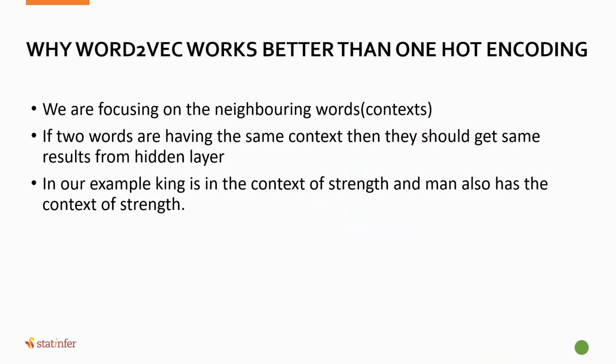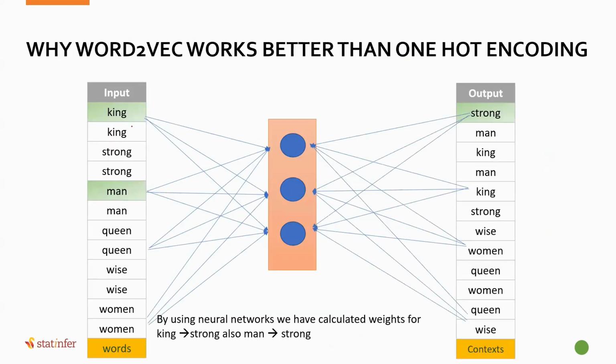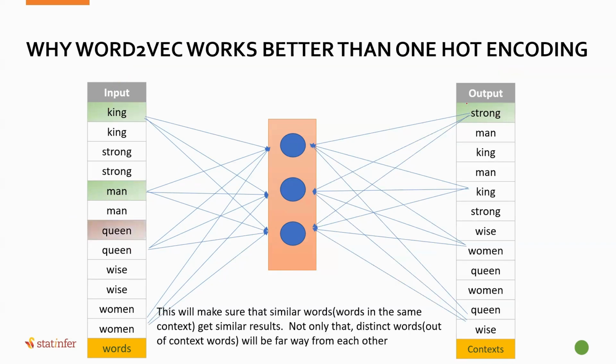That's the reason why word2vec works much better than one hot encoding, because when you are converting words into vectors, you did not convert them randomly. You have made sure that you married input to output. You have combined input, which is the word, with output, which is the context. King and man were connected to this, whereas queen was never connected to this. Similarly, king and man were never connected to wise, whereas queen and woman were connected to wise.